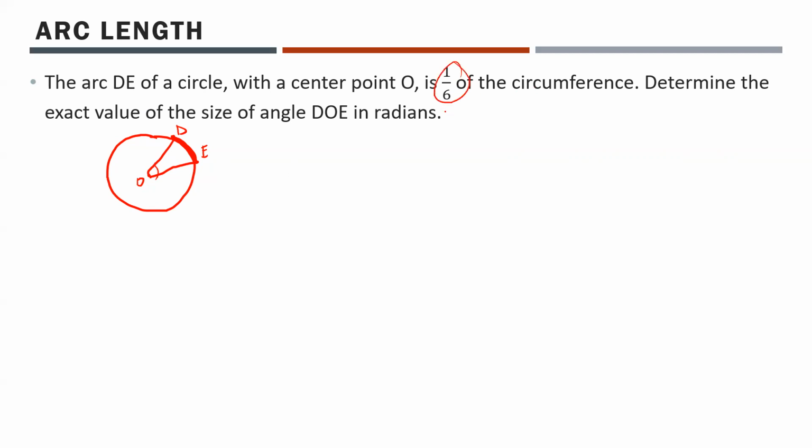Well, since we know this is 1/6 of the full circumference, why don't we just take a full circle in radians, which is 2 pi, and multiply that by 1/6, right? So we're just taking a full circle multiplied by 1/6. That gives us 2 pi over 6. That simplifies though. 2 pi over 6 cleans up to pi over 3. That was all there was to that one.